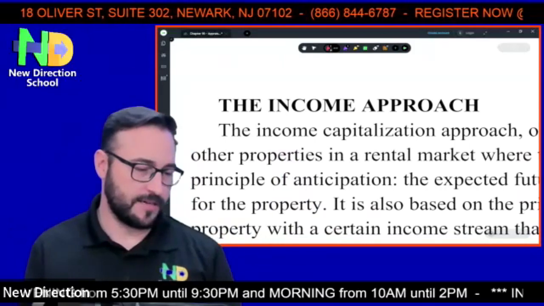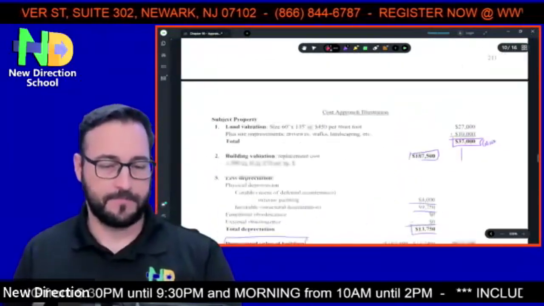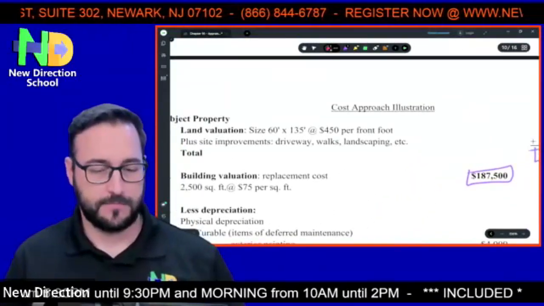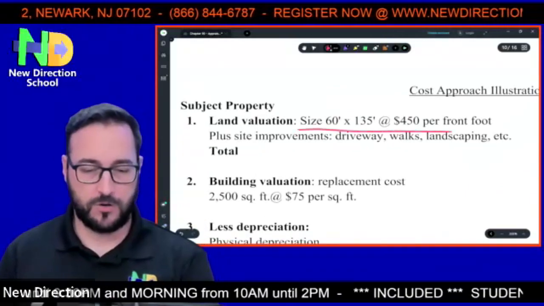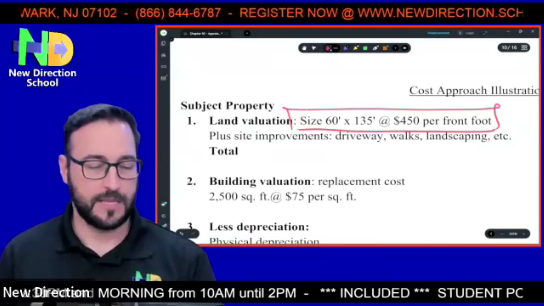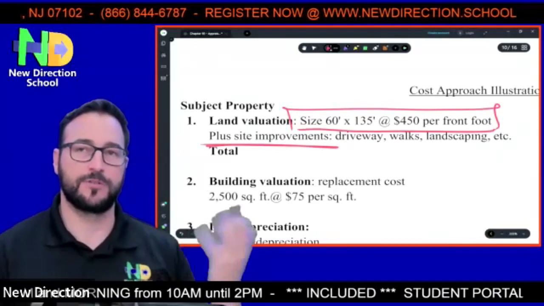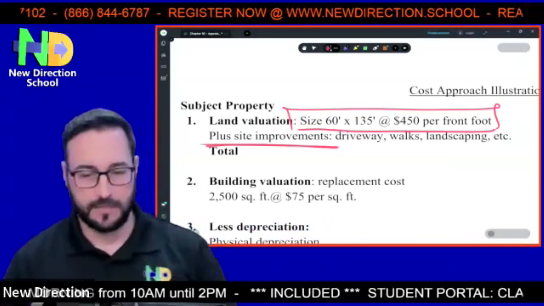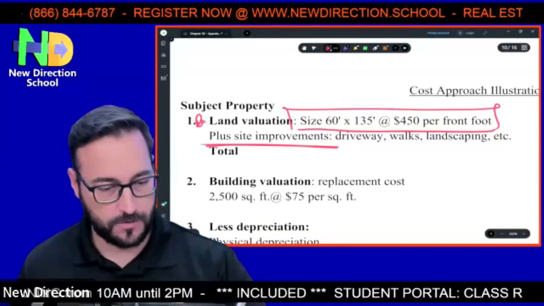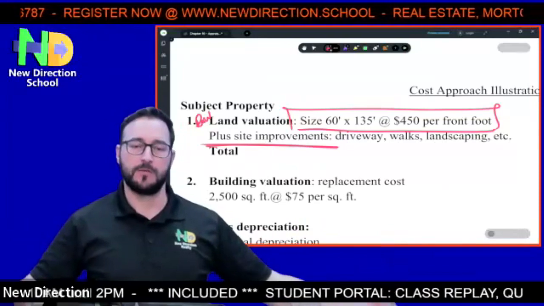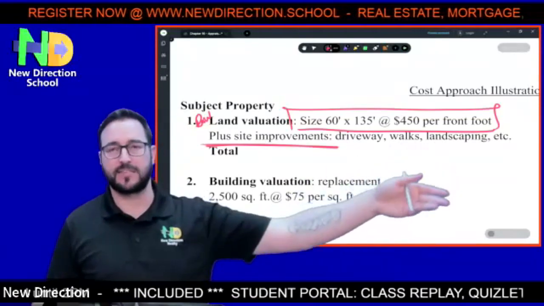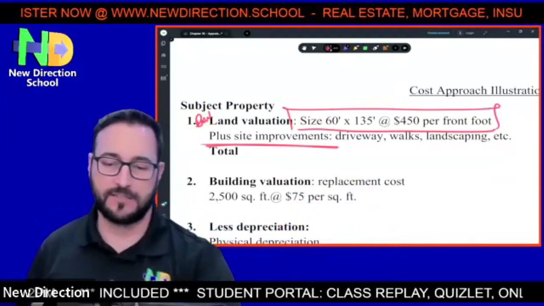Where did I get $10,000 in the first step? So it was 27,000. That was the land value. But then there's improvements to the raw land. Okay, so this is raw. If he had no improvements, how much would it be worth? But because he has a driveway, walkway, landscaping, and all that stuff, it's worth $10,000 more.